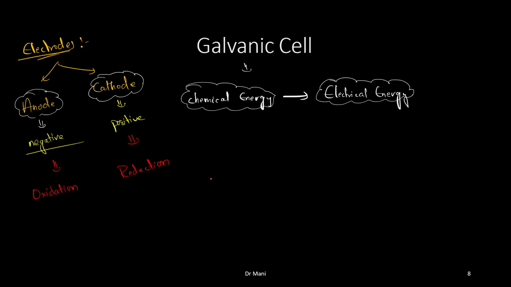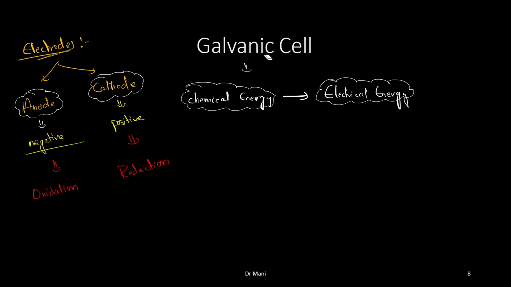Whereas reduction means it will take the electrons. Suppose at the anode, oxidation is happening. That means at the anode, it is releasing the electrons. Those electrons will be taken up by the cathode. Is that clear? So remember this.